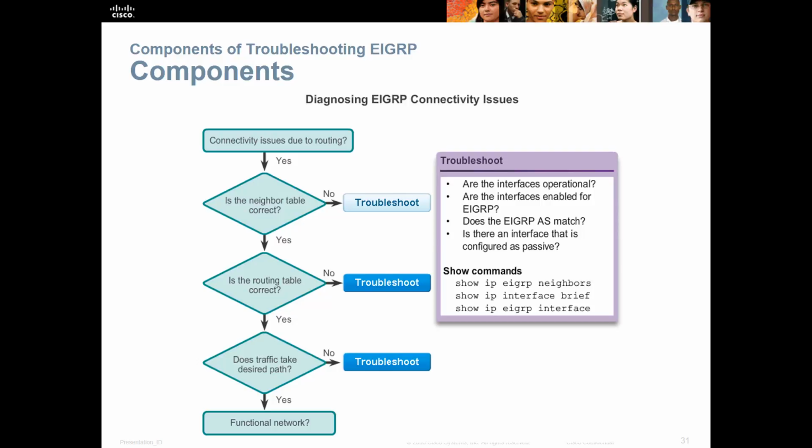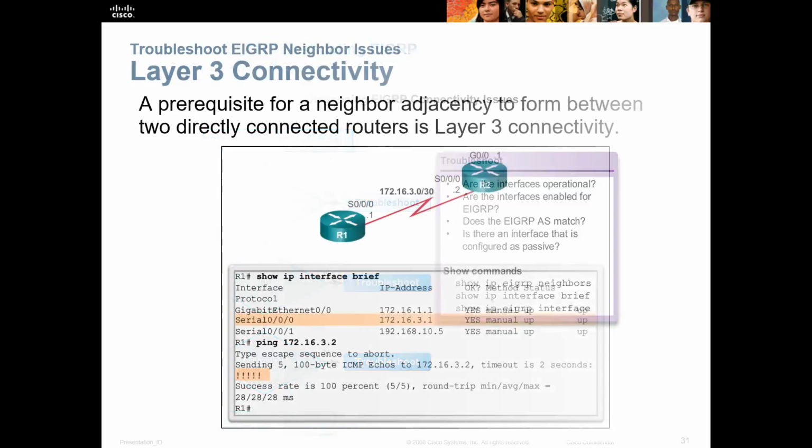Connectivity issues: are you able to contact your neighbor? Yes or no? If yes, is the routing table correct? Yes or no? Does it take the appropriate desired path? Yes or no? And you use the appropriate show commands, show neighbor, or show IP EIGRP neighbor, show IP interface brief, show IP route, show IP EIGRP interface, or show IP EIGRP interface brief, and those allow us to get through the different troubleshooting of why they're not.